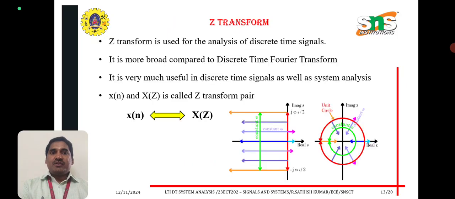Next one is Z transform. Z transform is used for the analysis of discrete time signals. It is more broad compared to discrete time Fourier transform. It is very much useful in discrete time signal as well as system analysis.